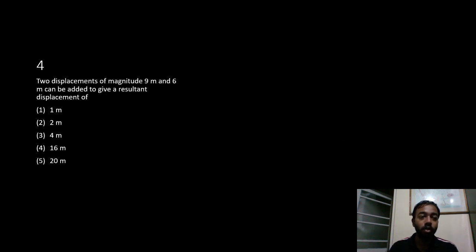Question number 4. Two displacements of magnitude 9 meters and 6 meters can be added to give a resultant displacement of. Here displacement is a vector, which means that it has a magnitude as well as a direction. This question is asked regarding addition of vectors. There are two vectors here. One is 9 meters, the other one is less than that, which is 6 meters.